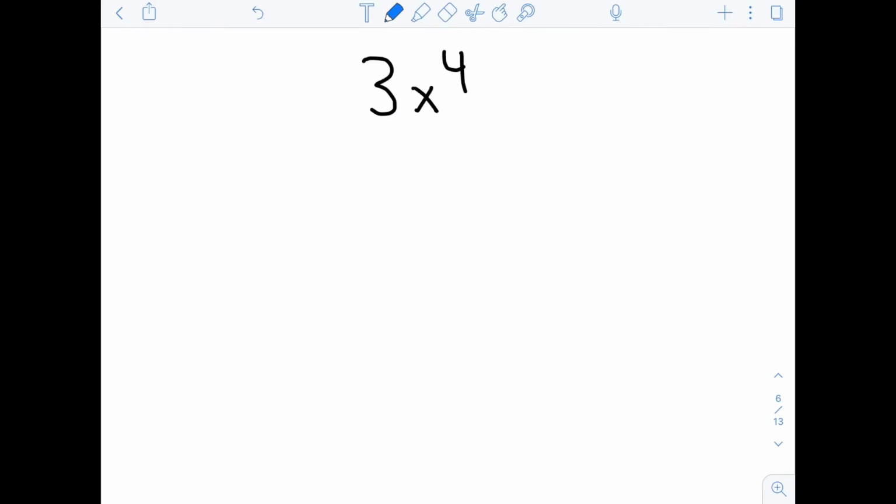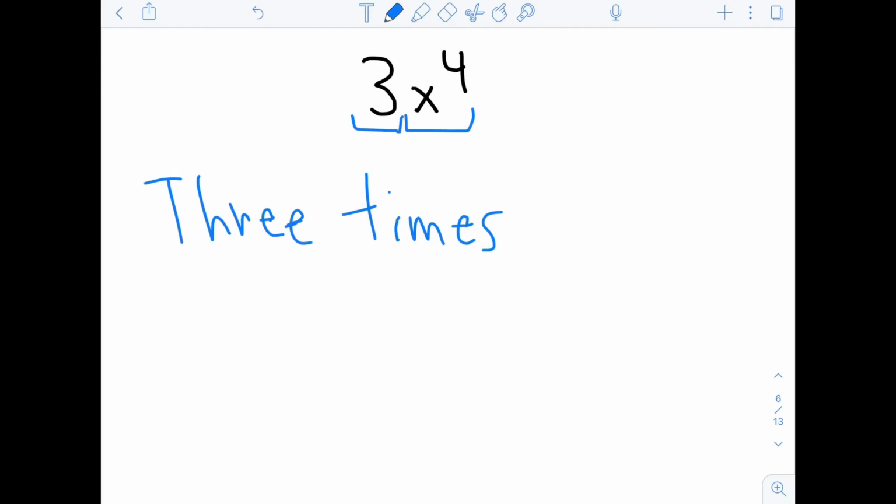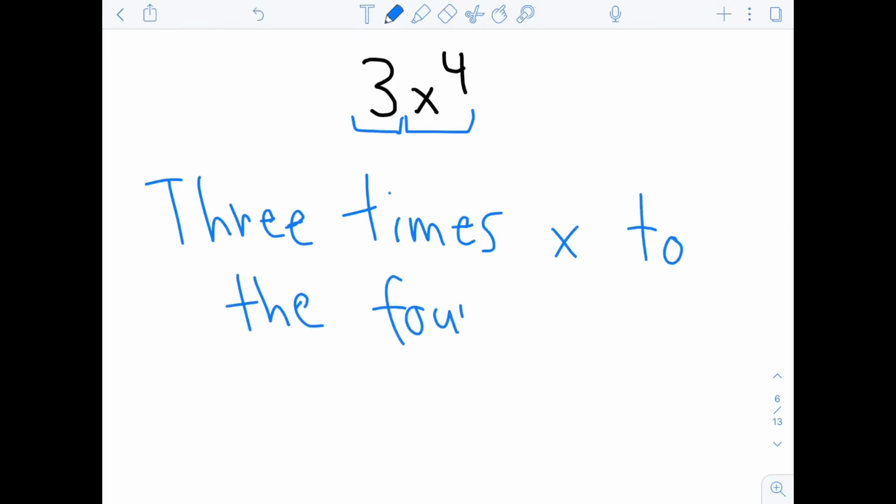So now that we understand what expressions are, we're going to take this algebraic expression and turn it into a verbal expression. So we're going to put it into word form. So we have 3 times x to the power of 4. We're multiplying it together. So that's going to be written as simply 3 times x to the 4th power. And that's all you got to do.